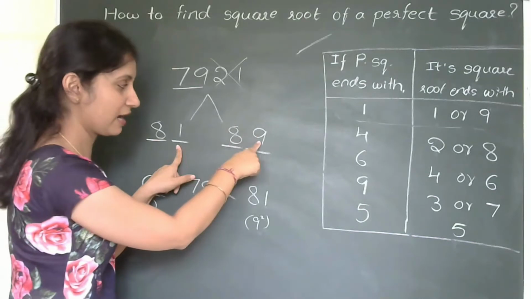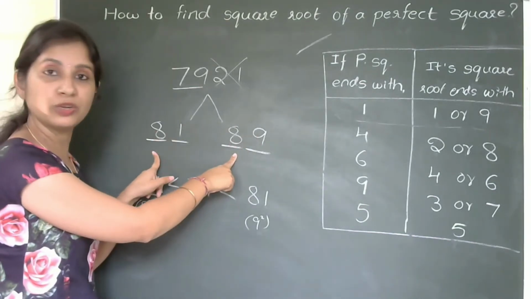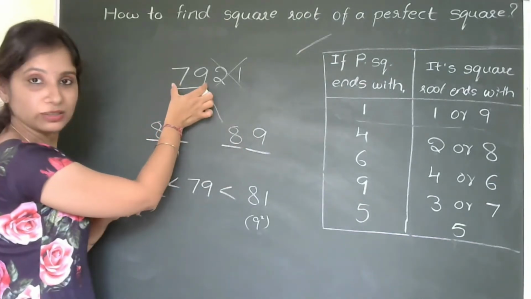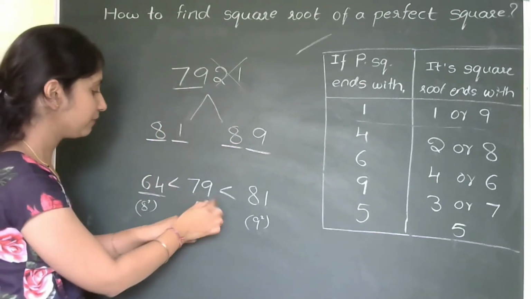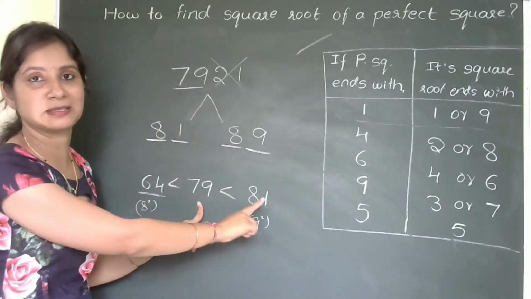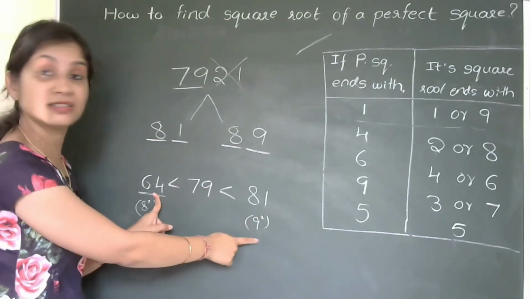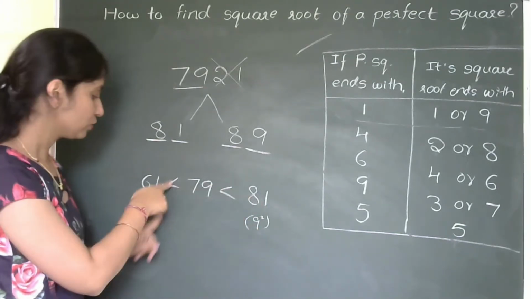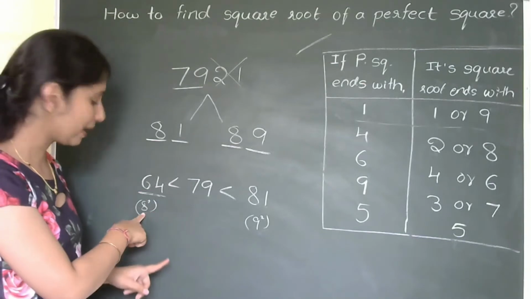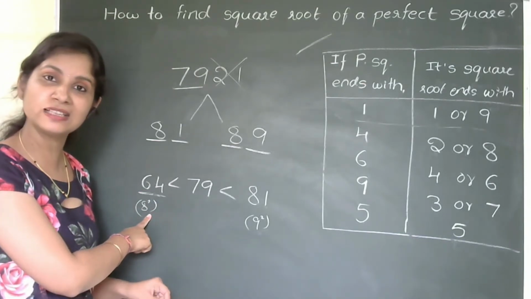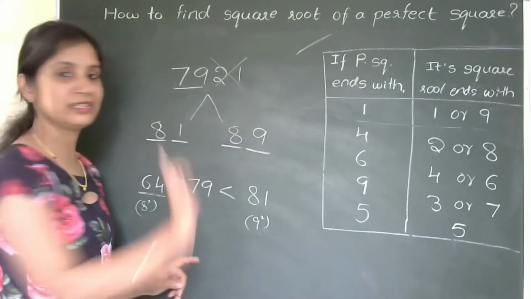Okay, 1 or 9. For the tens place, what will you do? You will consider this group, and you will find out the nearest square. So it is 64 here, because you can't consider 9, that is 81. So you will go for 64. The square root is 8. That is very easy. That 8 you will write here.